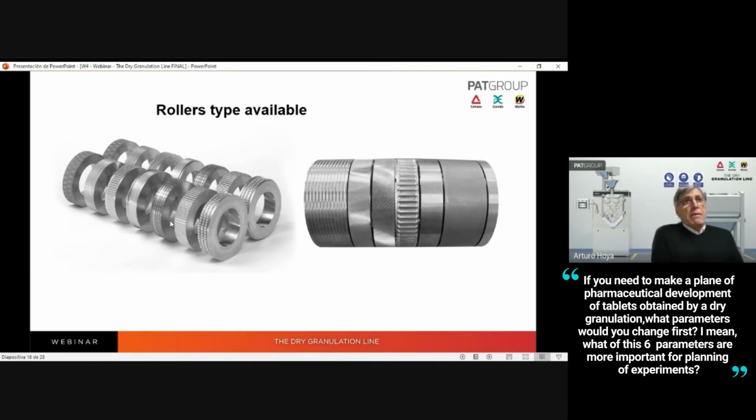So you have an API and try to use fillers with a good fragmentability process, and not use fillers with plastic deformability. This is the first point.